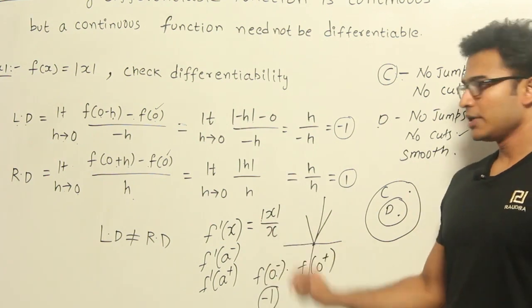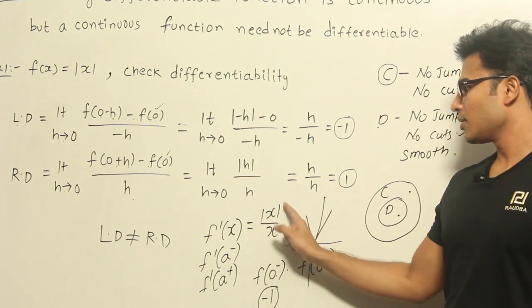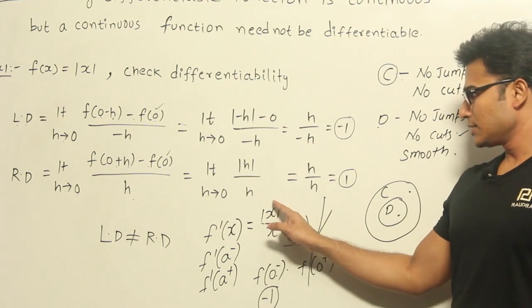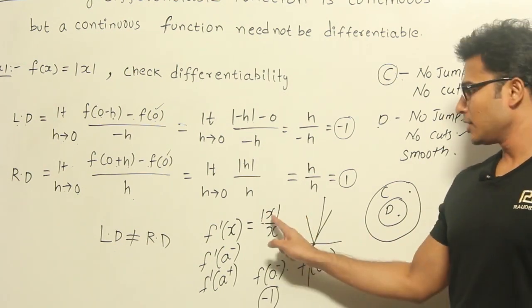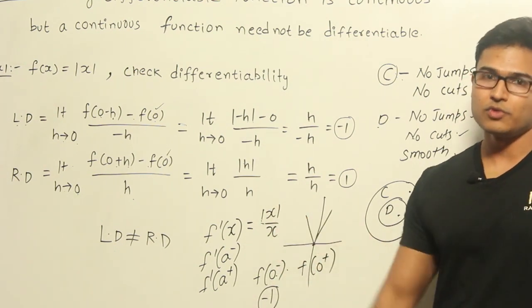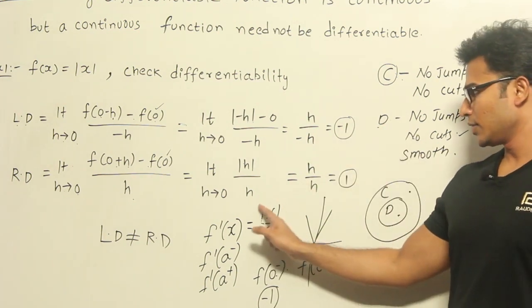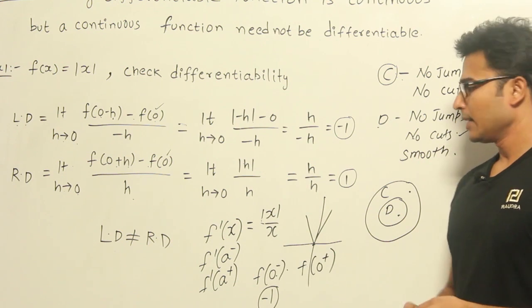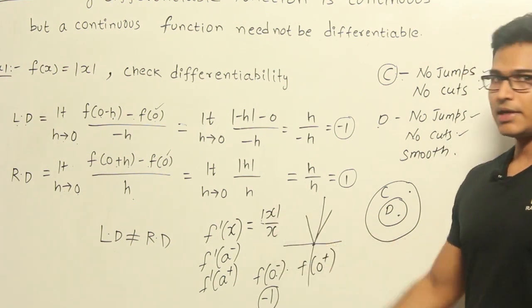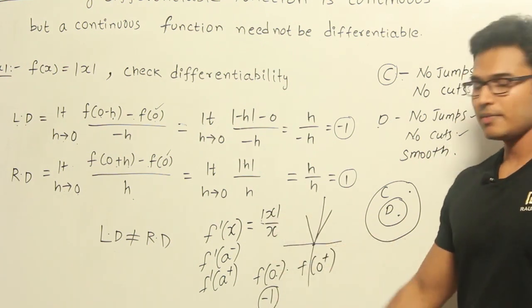Now whenever I substitute a negative number, what will be the mod x value? Since the number inside is negative, you have to multiply it with minus 1 when you remove the mod, because the total number has to be positive, right? So when you multiply it with minus 1, this value is going to be minus x by x, which means here it is going to be minus 1.